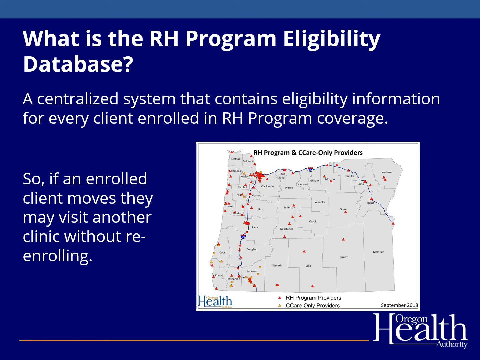So what is the eligibility database? It is a centralized web-based system that holds the eligibility information for every client enrolled in RH program coverage. This allows clients to enroll in coverage once and then be able to get services at any RH program clinic throughout the state. For example, if a client enrolls in Burns and then moves to Eugene in that same year, they do not need to complete a whole new enrollment form to get their services covered.